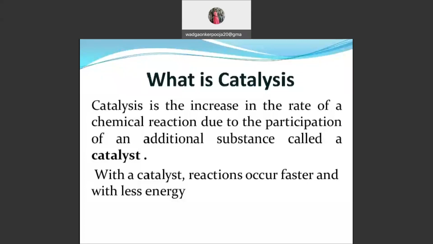So, this slide includes what is meant by catalysis. Catalysis is the increasing rate of reaction, and you also have to include the next slide here. The increase in chemical reaction rate through the participation of an additional substance is known as the catalyst.